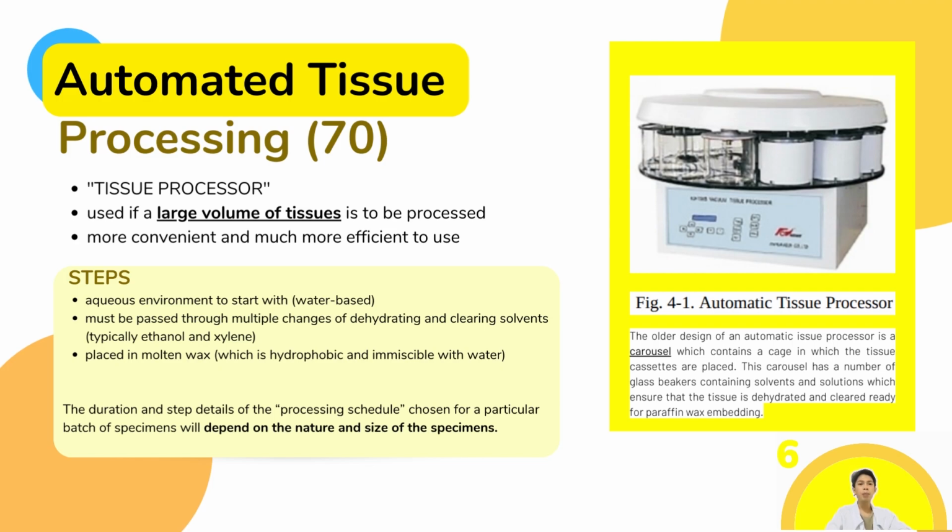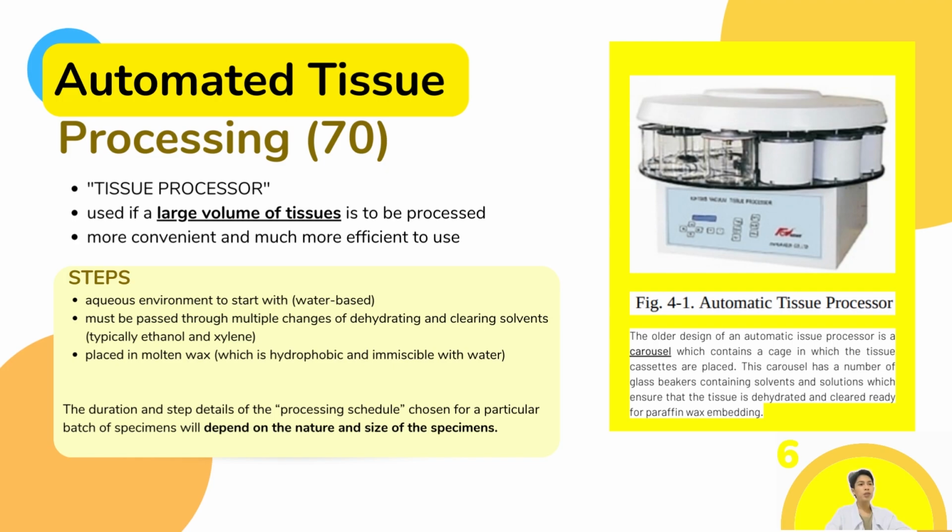The steps in automated tissue processing involve an aqueous environment to start with, which is water-based, and it must be passed through multiple changes of dehydrating and clearing solvents, which are typically ethanol and xylene. It is also placed in a molten wax, which is hydrophobic and immiscible with water. The duration and step details of the processing schedule chosen for a particular batch of specimens will depend on the nature and size of specimens.